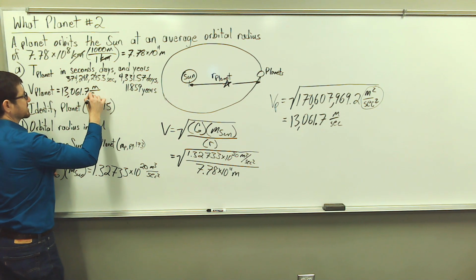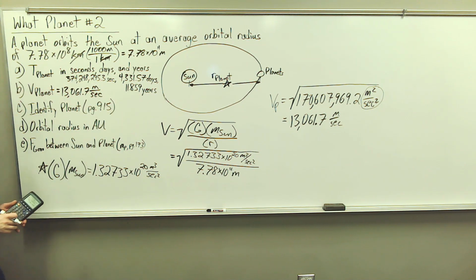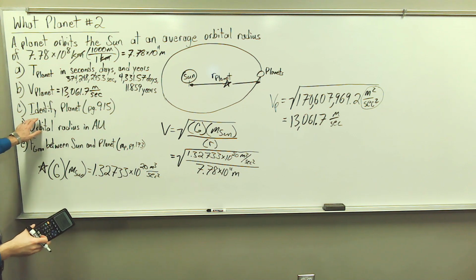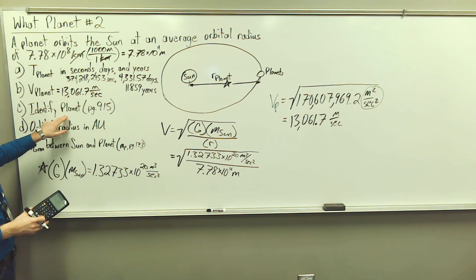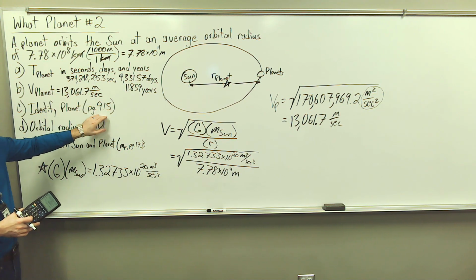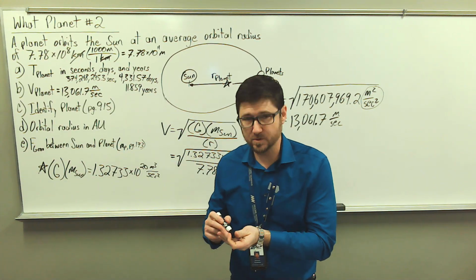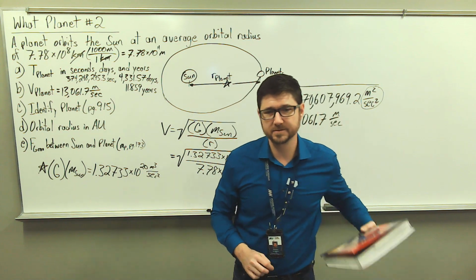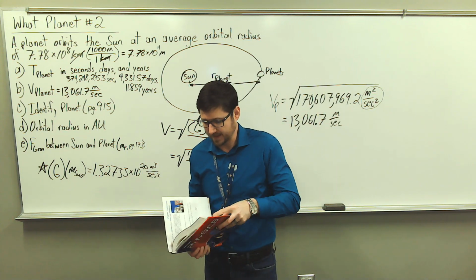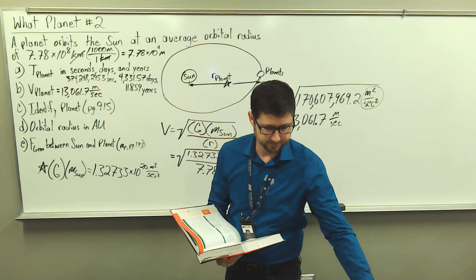13,061.7 meters per second. Okay? In part C, the problem asks us to identify the unknown planet, and we need to take a look at page 915. So let's go ahead and open our textbooks. We're going to take a look at page 915.